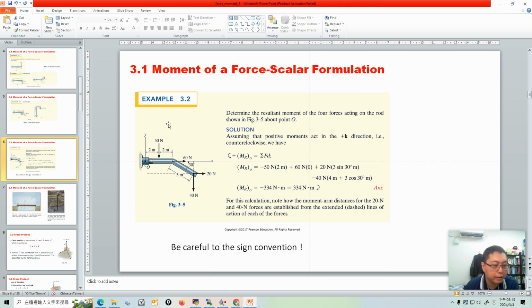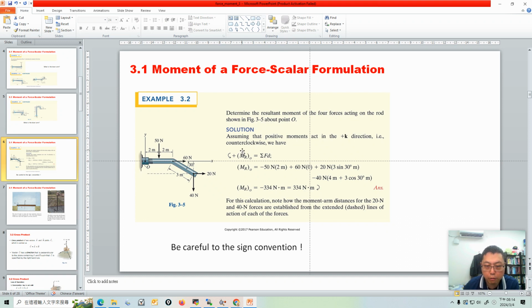Example 3.2: find the resultant moment. On the left side is also a bent cantilever, and there are four forces acting on this member. It says determine the resultant moment of the four forces acting on the rod, shown in figure 3.5, about the point O.